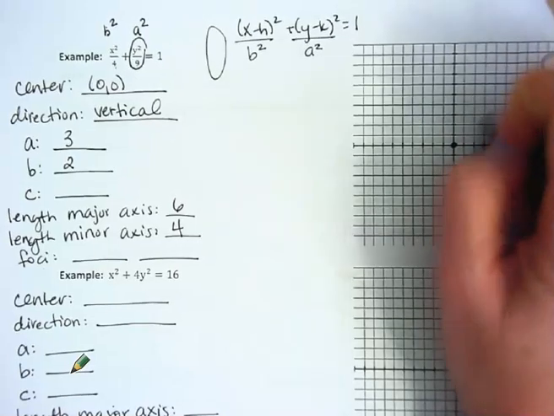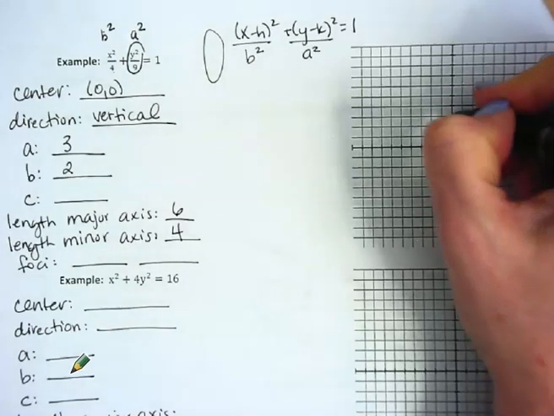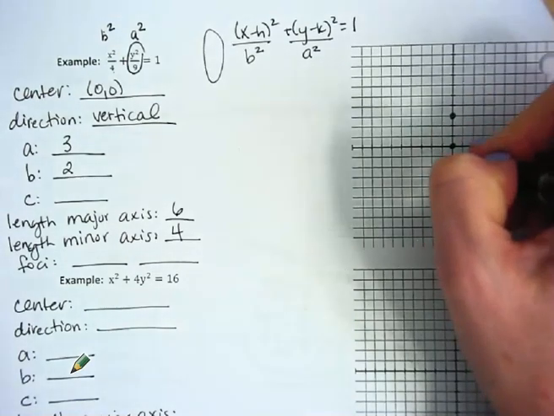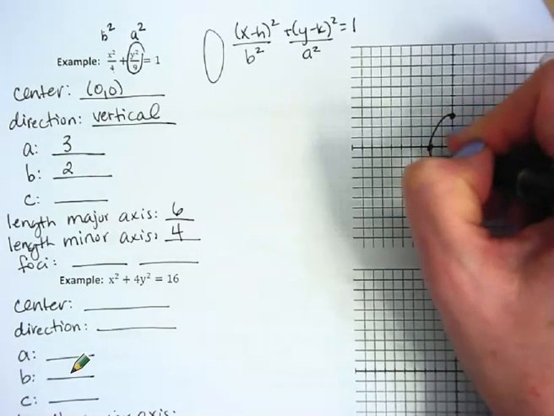Sorry, see, I already made a mistake. It's a vertical orientation, so I should have been counting 3 up from the center and then 2 left and right.